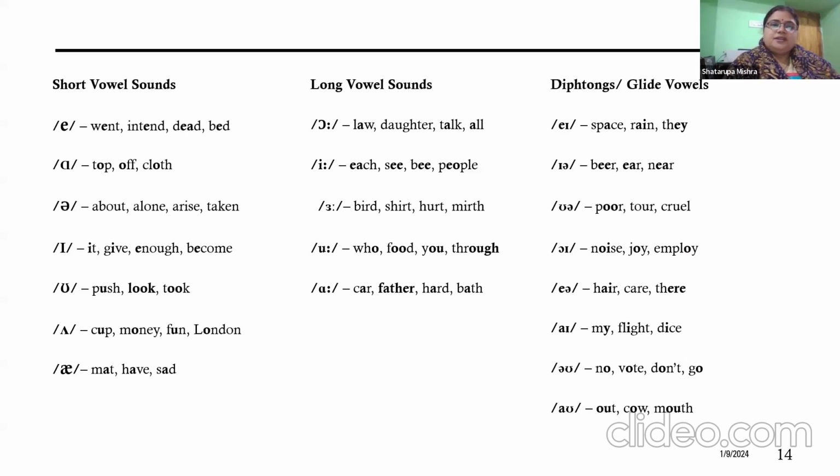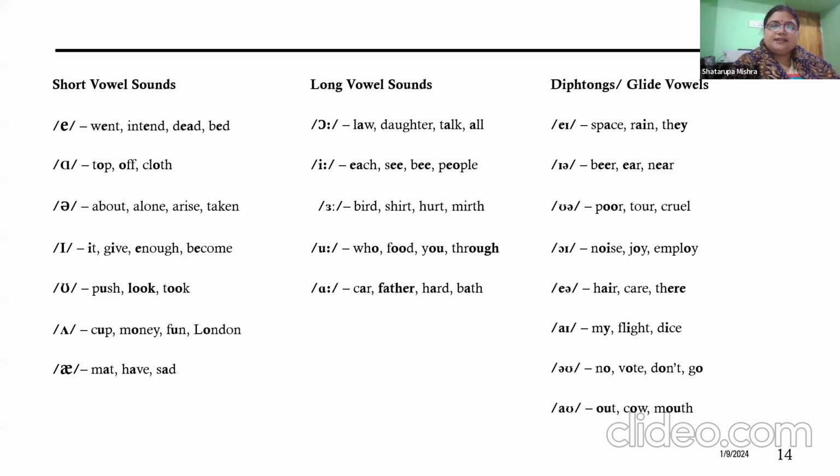Okay. So now we will see all the vowel sounds together. Just like we saw all the consonant sounds together in that table, we will look at all the vowel sounds. So first we have short vowel sounds. The first symbol, which is E, all right, it has this sound, A. Went, intend, dead, bed. Okay.